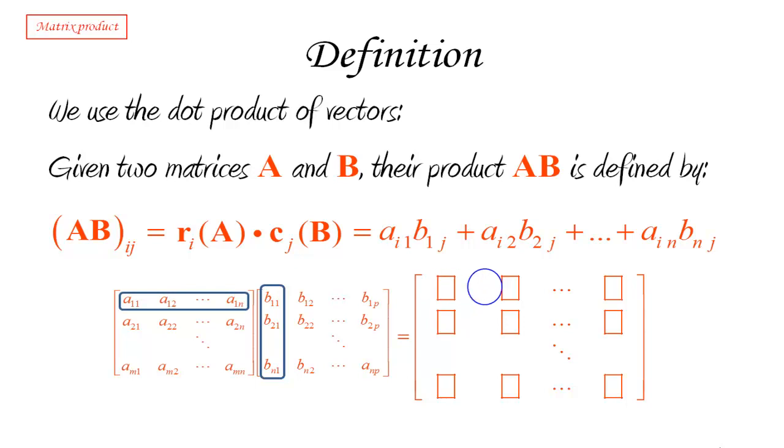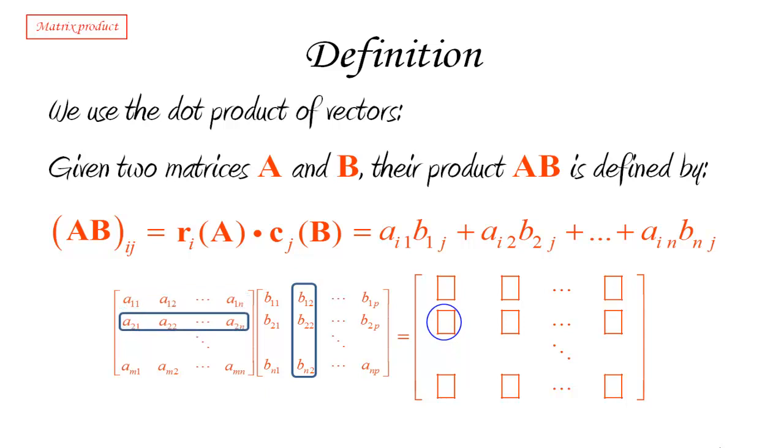Now, what if we want to get the next element? Well, the next element is still in the first row, but this time it's in the second column. So we take the dot product of the first row of the A matrix times the second column of the B matrix. And then we keep going along the first row. Once we're done with that, if we want to compute the element in the second row, first column, we need to use the second row of the first matrix and the first column of the second matrix. Again, we take the dot product of those two, and that gives us the element in position 2,1.